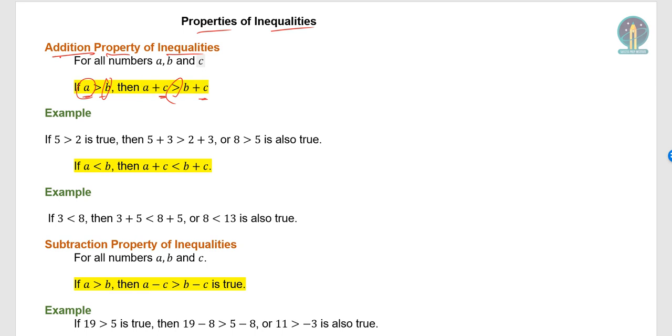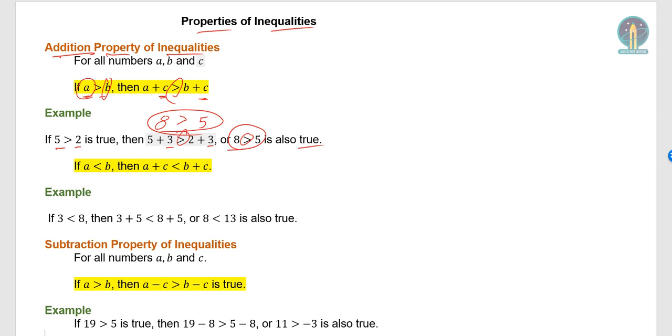So here's an example. If 5 greater than 2 is true, which it is, in this case, 5 is always greater than 2, then if I add 3 to both sides, the inequality is still true, because 5 plus 3 becomes 8, 2 plus 3 becomes 5. So 8 is also greater than 5, so the inequality is still true, okay? So if A is greater than B, then A plus C is greater than B plus C.